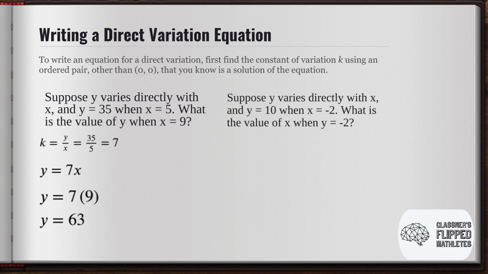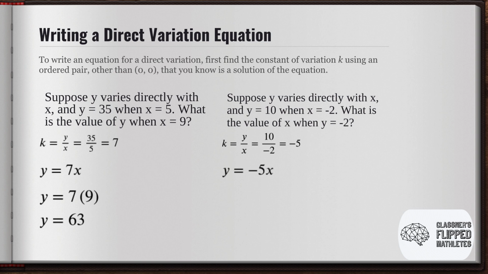Let's do another one. Let's say y varies directly with x. Y is 10, x is negative 2. What's the value of x when y is equal to negative 2? So we do the same thing. K equals y over x, so 10 over negative 2, which is going to give us negative 5. So we have the equation y equals negative 5x.